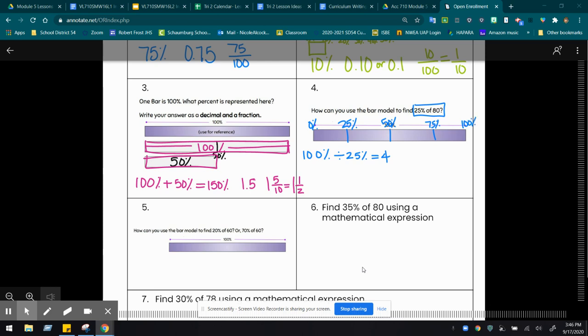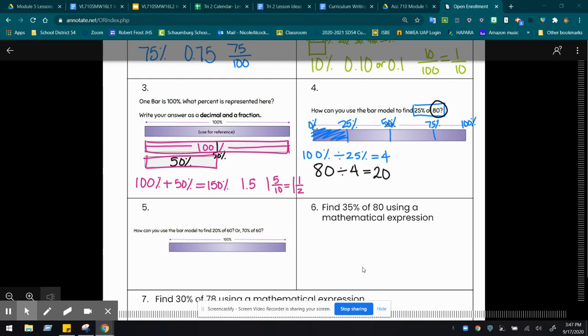And we know we're looking for 25%. So I'm going to shade in what I'm looking for. I still need to relate it back to the 80. Well, I took the bar and I divided it into 4 pieces. Now for this problem, the 80 is 100% of the bar. So I'm going to also divide 80 by 4 and divide that into equal pieces, which I see is 20.